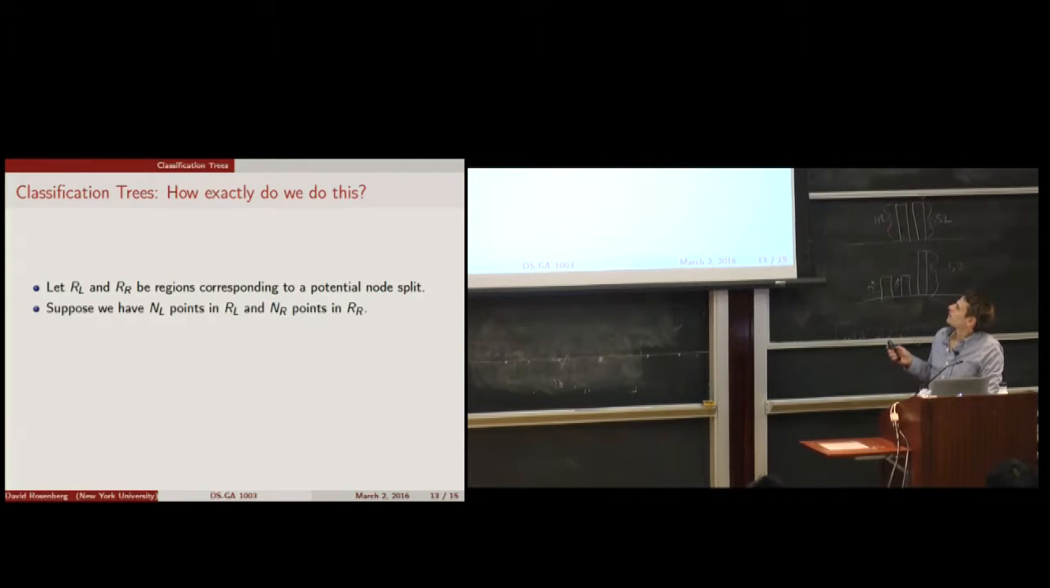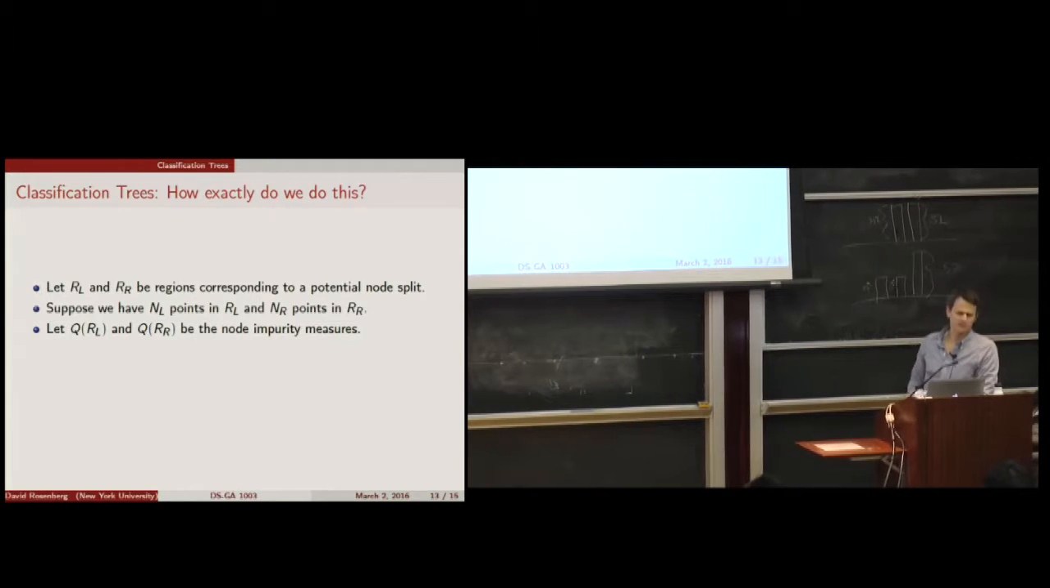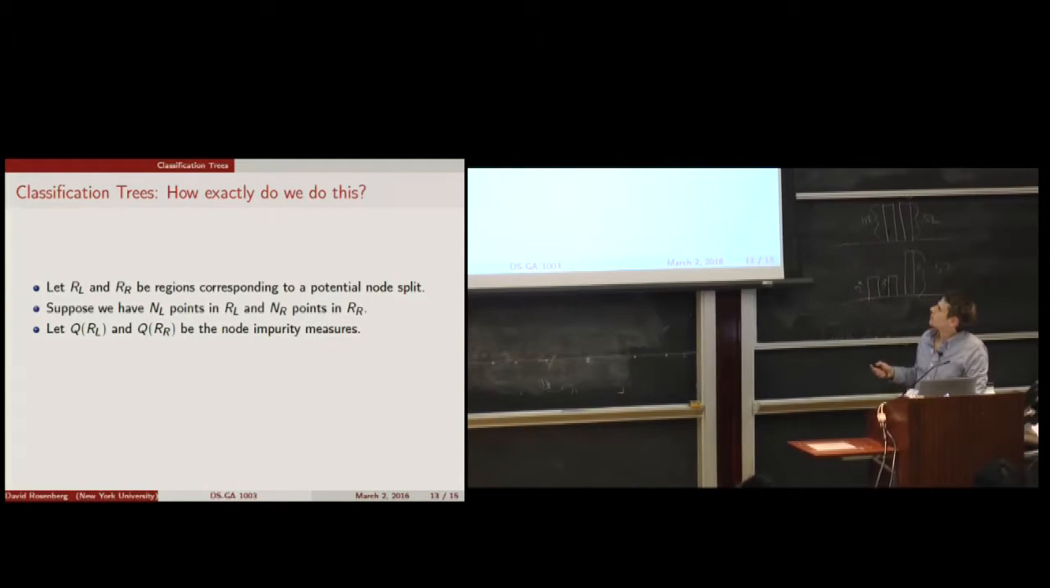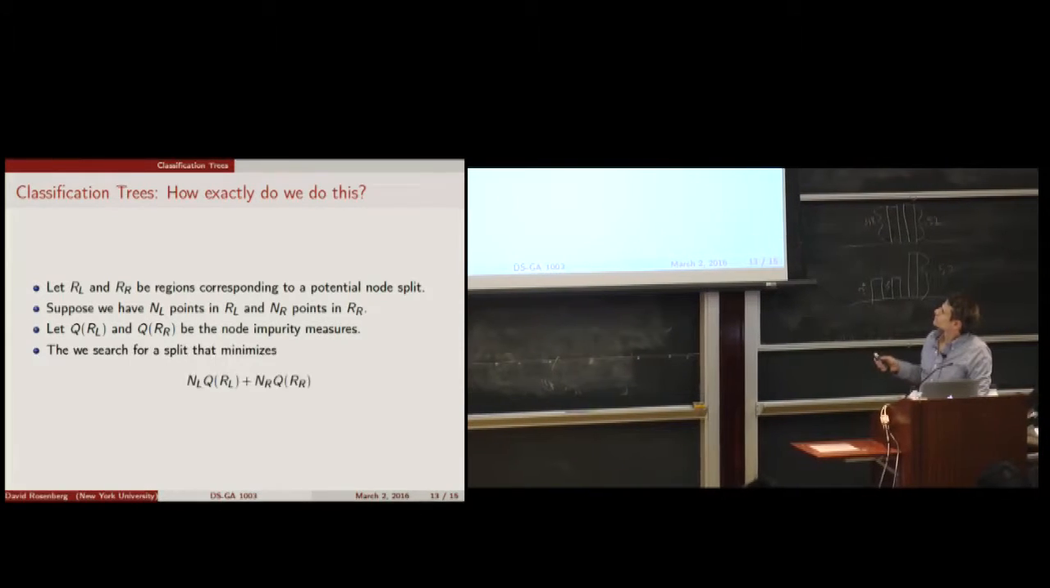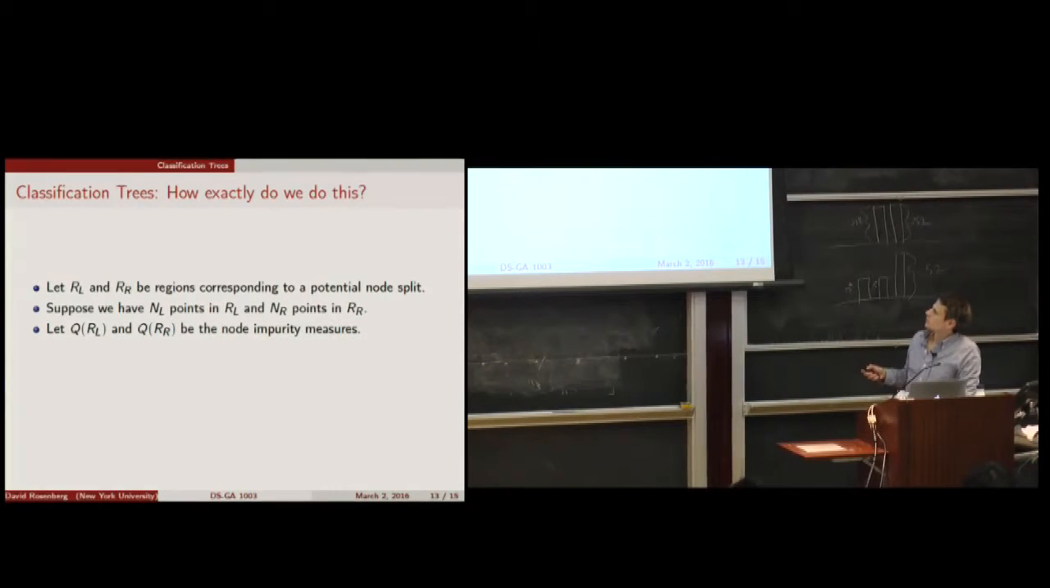All right. So we have our splits, R_L and R_R for left and right, and the number of points, N_L and N_R. Let Q of R_L and Q of R_R be the node impurity measures for the two splits. So it's either going to be the entropy, or the misclassification rate, or the Gini. And so each split gives us two scores, one for the left side and one for the right side. So the question is, how do you combine them?